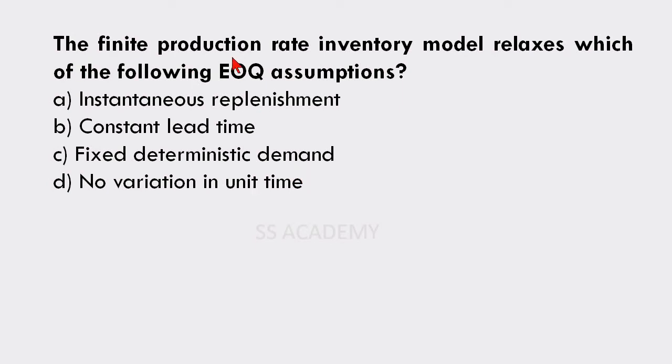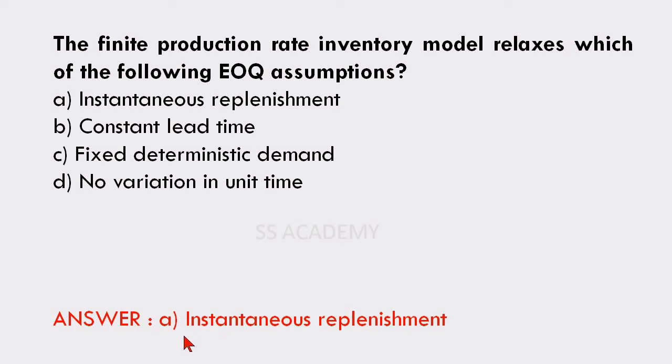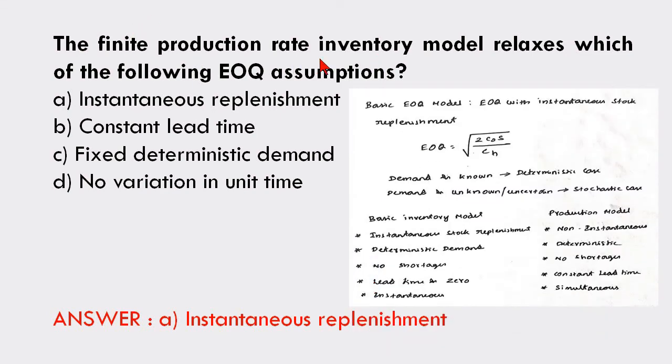Next question is, the finite production rate inventory model relaxes which of the following EOQ assumptions? Instantaneous replenishment, constant lead time, fixed deterministic demand, no variation in unit time. The answer is option A, instantaneous replenishment. So clearly understand the question. What they have asked is, the production rate inventory model, that is the production model, relaxes which of the following EOQ assumptions?